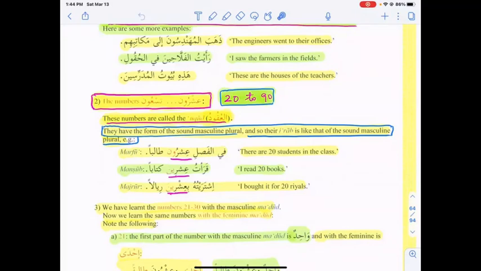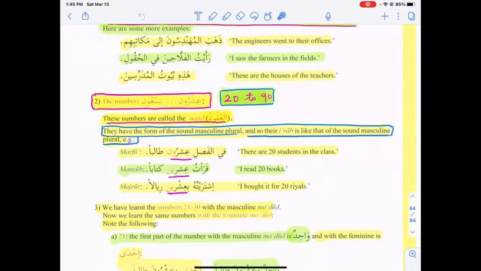They are on the pattern of Jama Muzakkar Salim, and they are called Al-Uqud. Remember Al-Uqud. If you forget it, don't worry, we will be repeating it. They have the form of a sound masculine plural, so their i'rab is that of a sound masculine plural. That's all we have to remember.